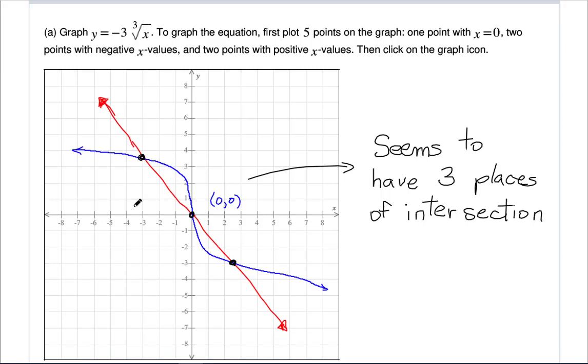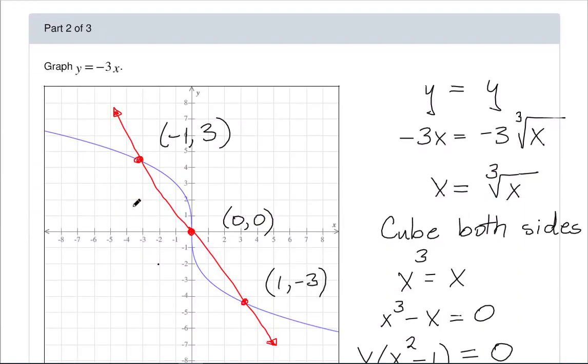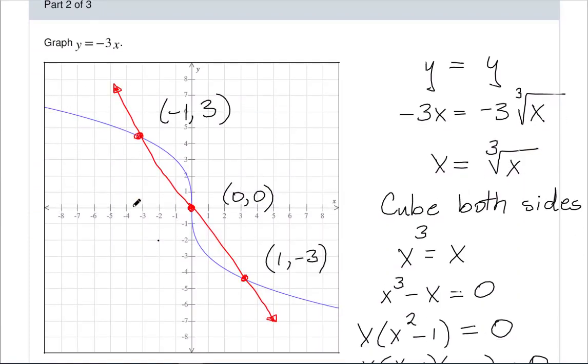All right, well, let's take a look more. All right, so they say graph minus 3x, so I did that. So that's sitting there on this. And so I'm looking, and visually you can see where they're at.